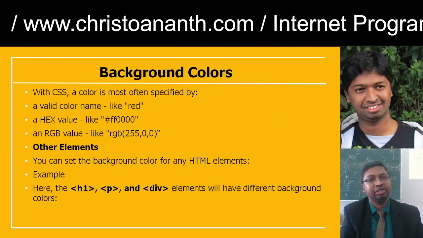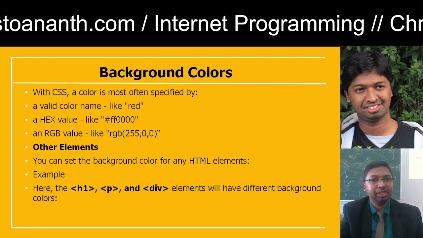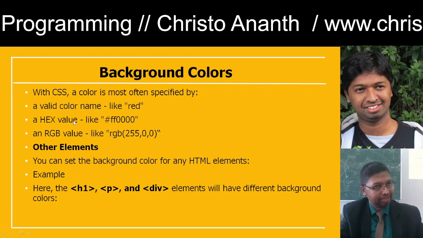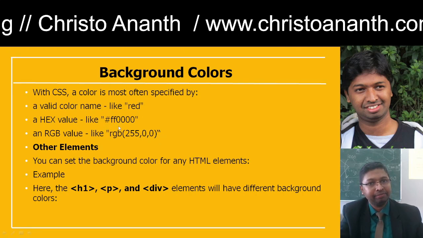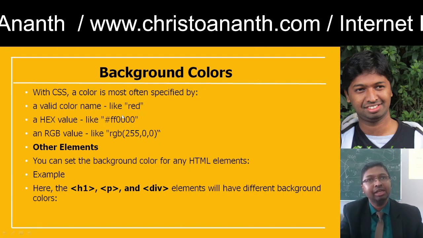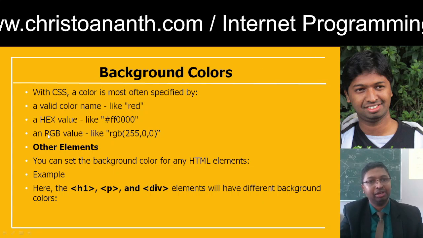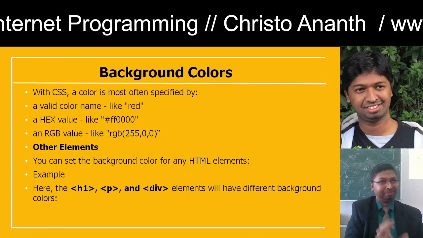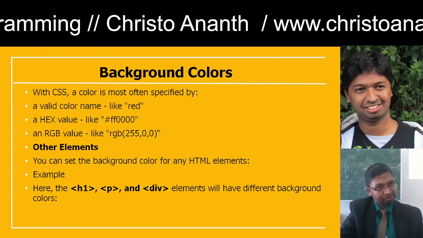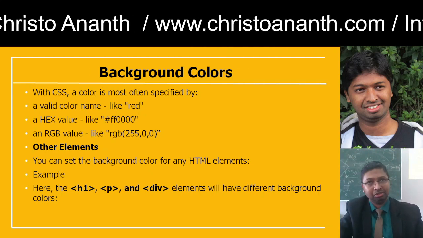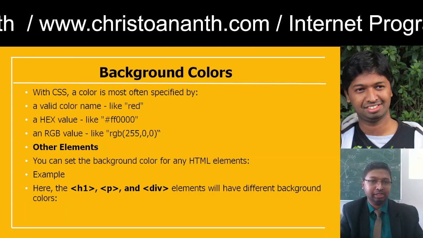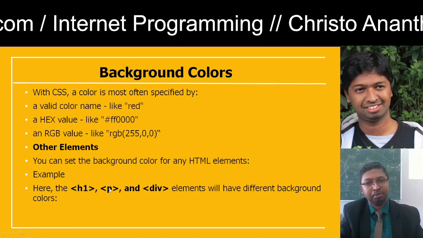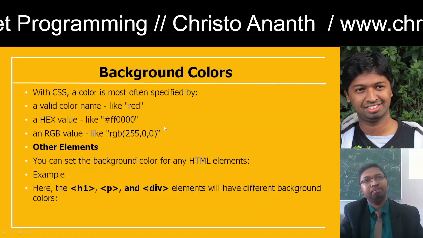For background colors, the color is most often specified by a valid color name, like red, or maybe a hex value, like #FF0000. This is the hex value for the red color. Or maybe an RGB value, for example rgb(255, 0, 0): R is 255 maximum, G and B are 0. If you specify like this, it will be red color. You are actually denoting the red color. So you can set the background color for any HTML elements like h1, p, and div elements can have different background colors.